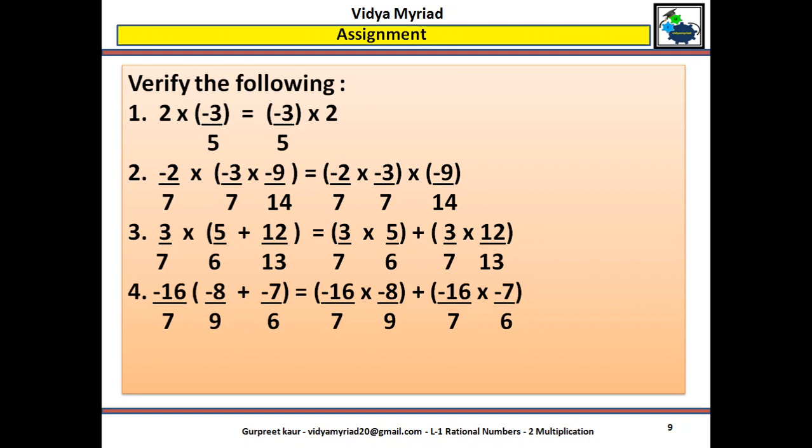Now here is an assignment which I have written for you. You see that here I have written verify the following. What you need to do over here is solve the left hand side and the right hand side separately or together, and then check whether your left hand side is equal to right hand side or not. Different types of properties are there in this, so you need to check carefully. Somewhere you need to take LCM, somewhere you need to simply multiply. So do it very carefully.